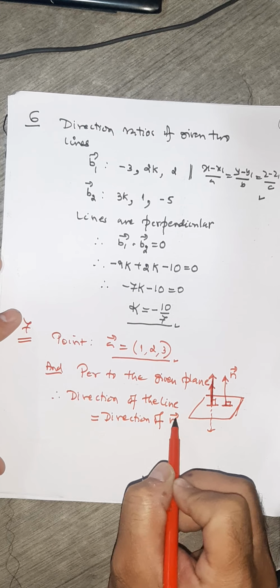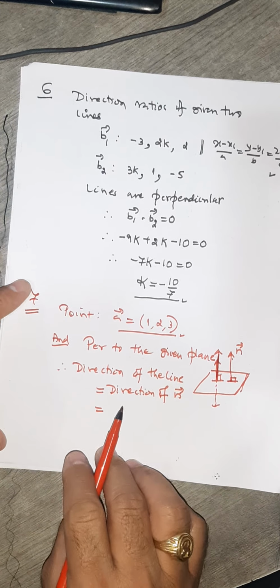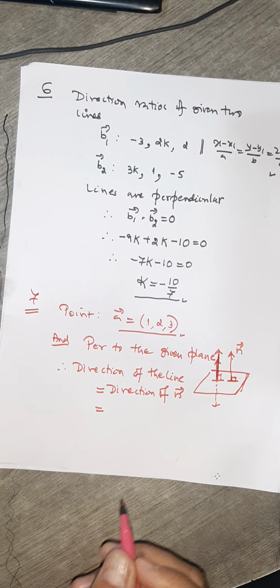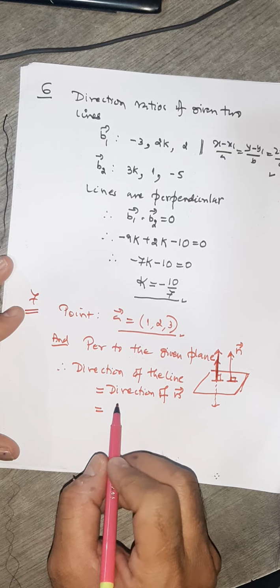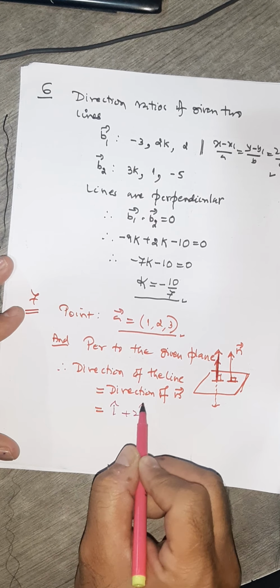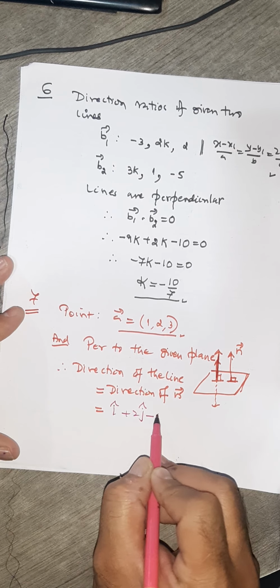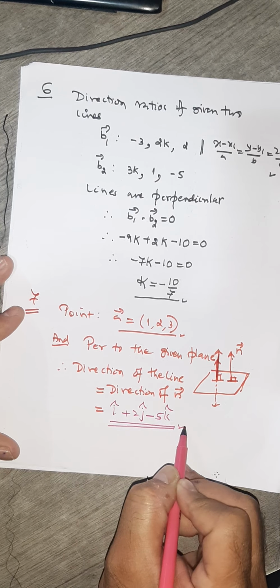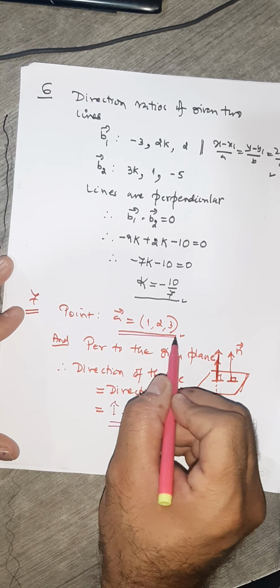Direction of vector n. Now can you see what's the direction of the normal? It is in which form? R dot n equals to 0. So what is the normal there? I cap plus 2j cap minus 5k cap. This is the direction of the line. This is nothing but the fixed point.